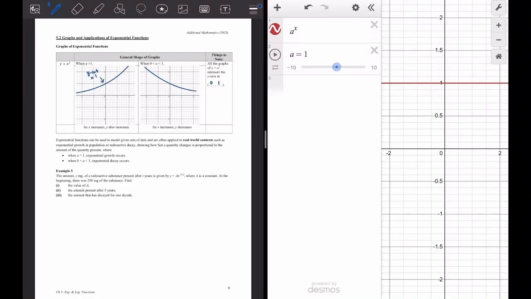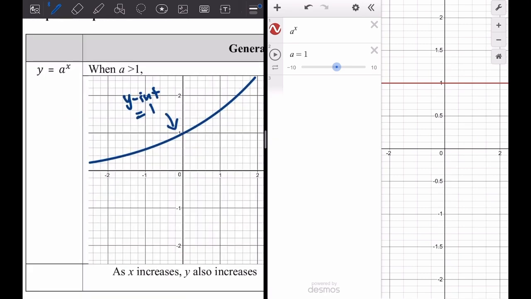So refer to page 6 of your chapter 5 notes for this part about graphs of exponential functions. All right, so as you can see on the right, I have Desmos open, and the case that I start with is not actually on the notes itself, but it's for the case of a equals 1, and what happens when a equals 1. So it turns out that when a equals 1, it is actually a horizontal line.